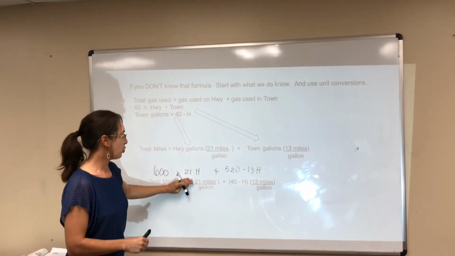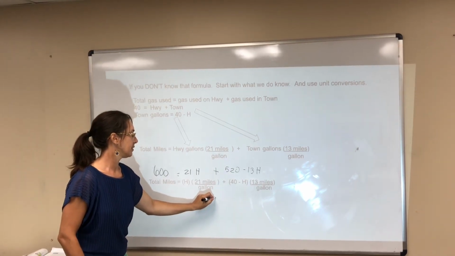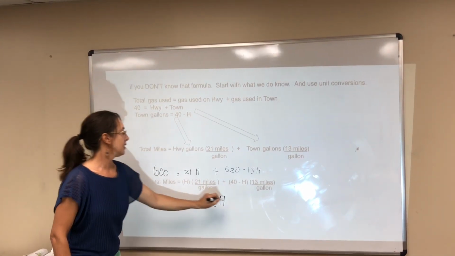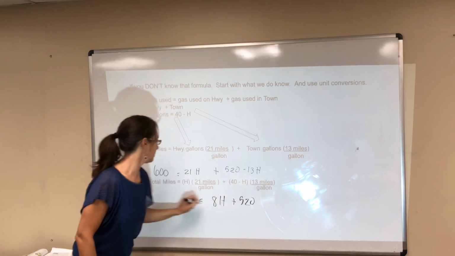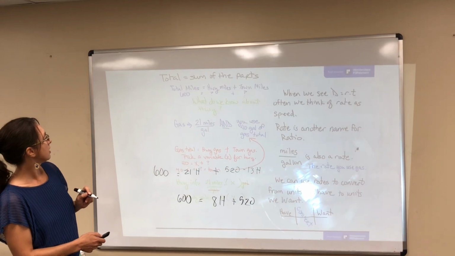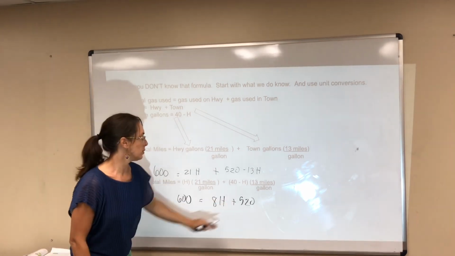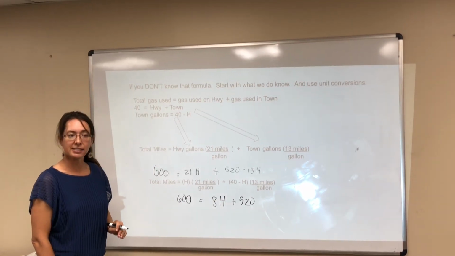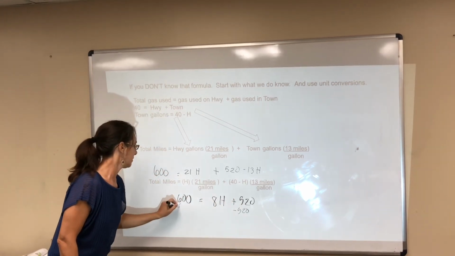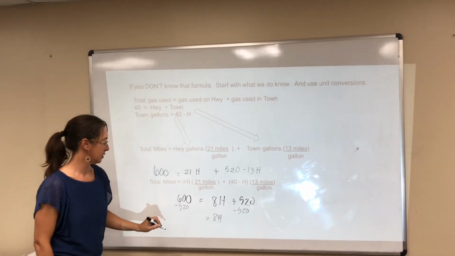Well, negative 13. So 21 minus 13 gives us 8H, okay, plus 520 equals 600. Let me make sure that was the right. Yep, there we go. Now, who do we get rid of? We get rid of the easy guys. So 520 minus 520, on both sides. Okay. I get 8H equals 80.